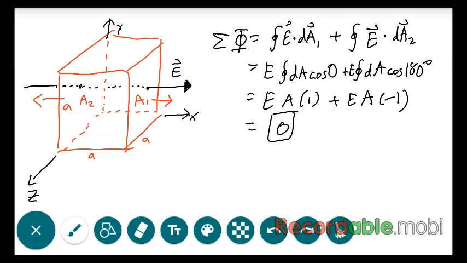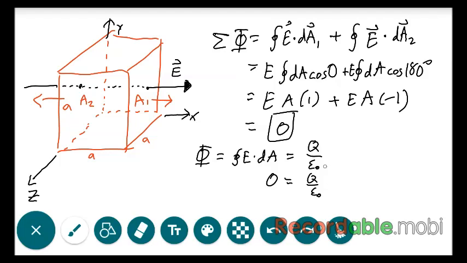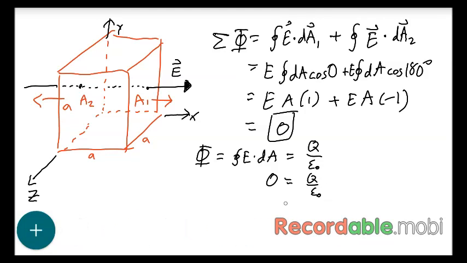To find the charge within the cube, we need to remember that flux is equal to the integral of E dot dA, which is equal to Q over epsilon. Therefore, as we've seen above, our net flux is 0. It's Q over epsilon, and that means that Q is equal to 0. And that is the charge within the cube.